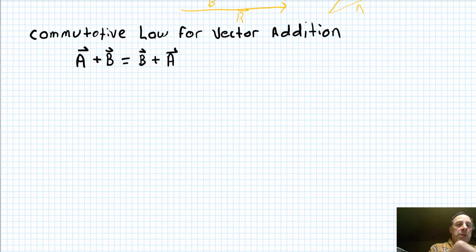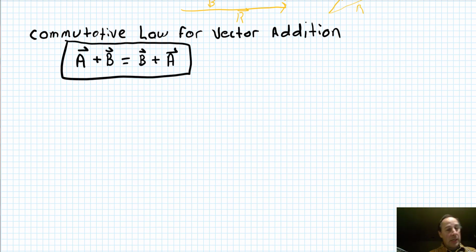All right, that's the commutative law. When you're doing addition, the order of adding doesn't matter. And I just put 2 vectors there, but this will work for 3, 4, as many vectors as you want. As long as you're adding them, the order does not matter. All right, and again, prove it to yourself. Make up some vectors and do them out on graph paper. Prove it to yourself.